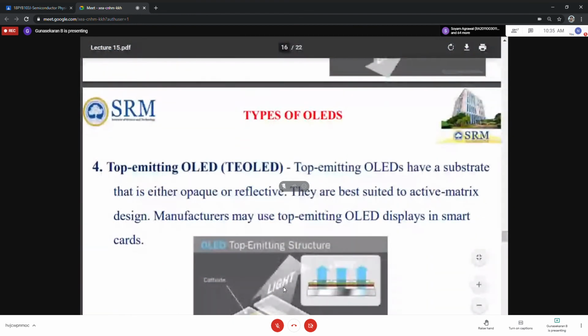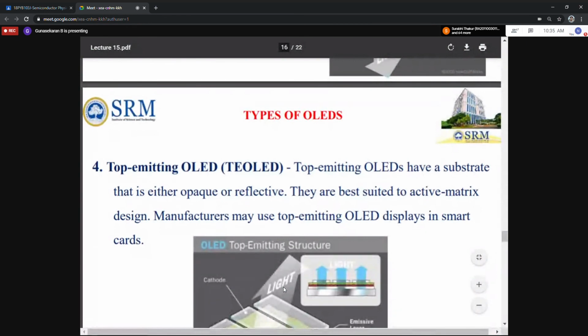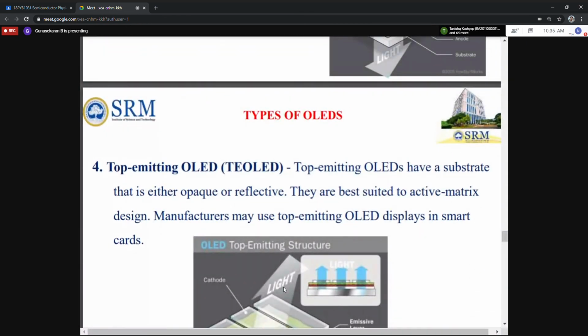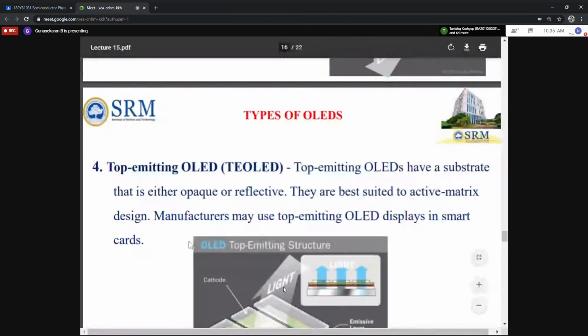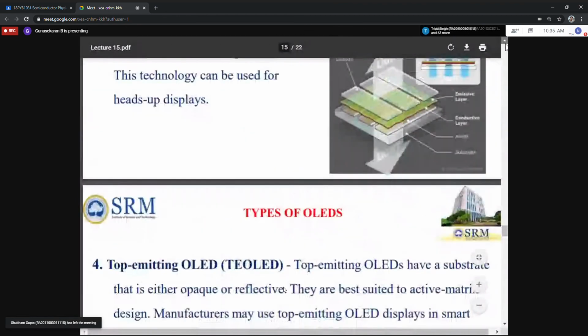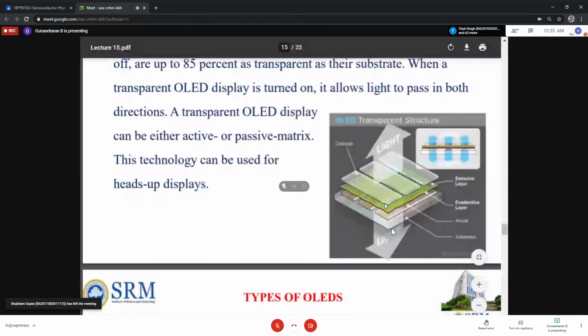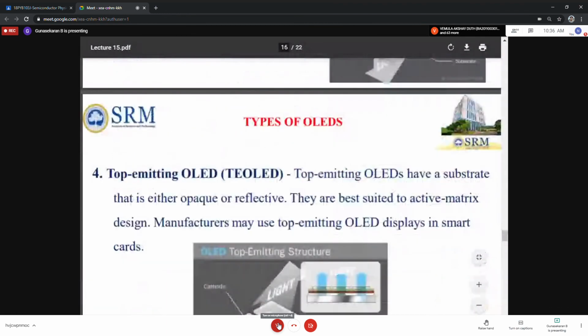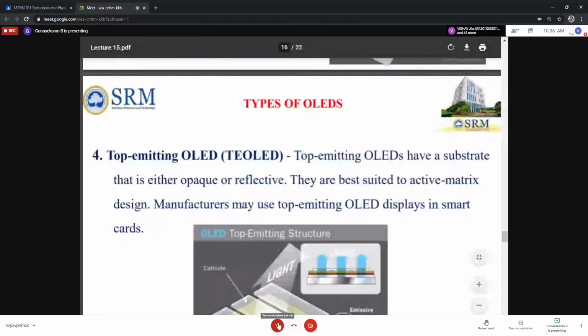In this case, they are best suited to active matrix design, and manufacturers may use top emitting OLED displays in smart cards. So the light is emitting only in the top portion, not in the bottom. But in the transparent one, see the diagrams, you take the light in both directions. Light will come on this side also, top and bottom, both. But in the top emitting, the light will come in only one direction, that is top, from the substrate to the seal. That's all. The light is coming only like this.